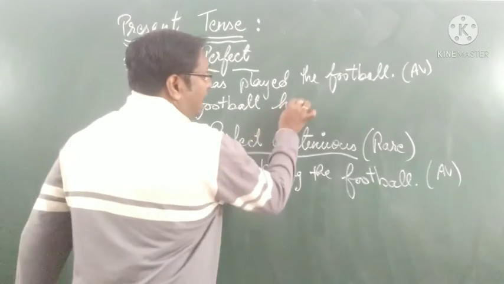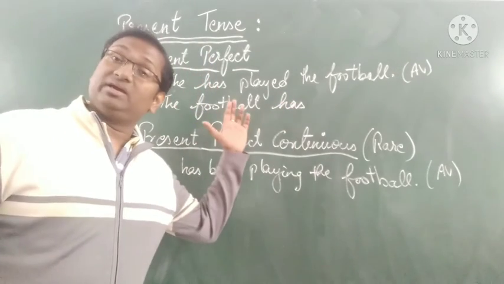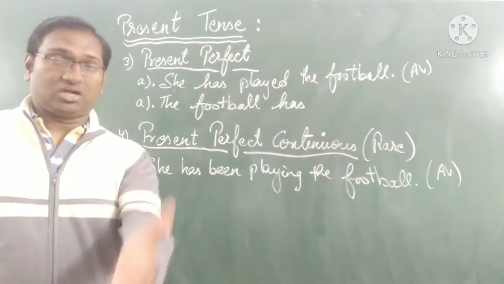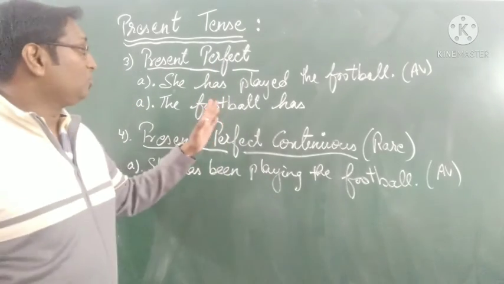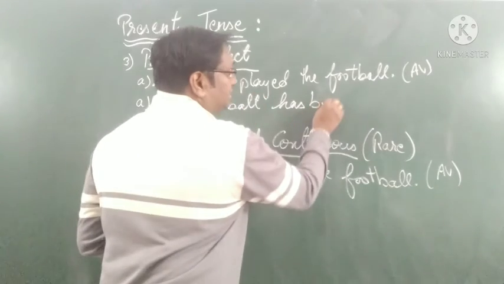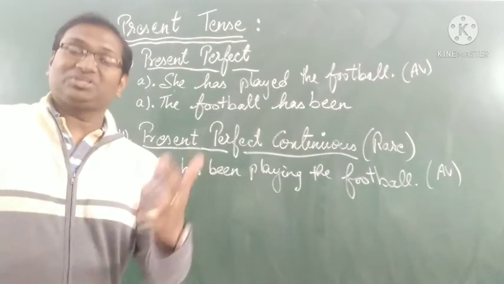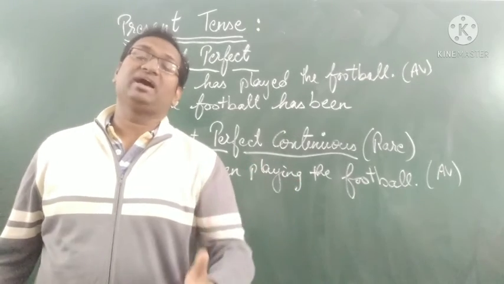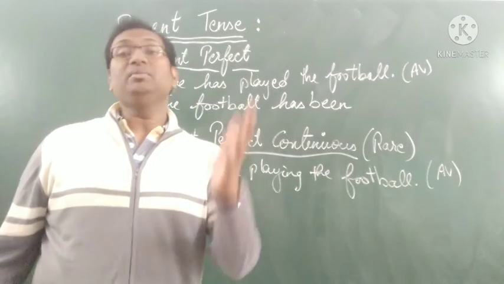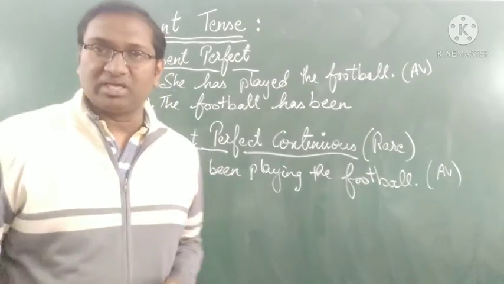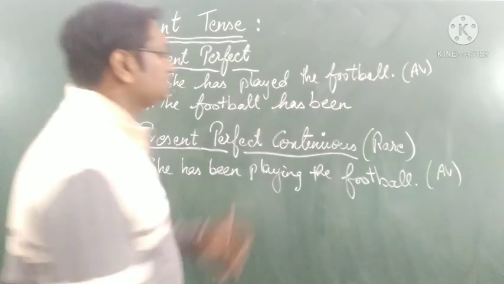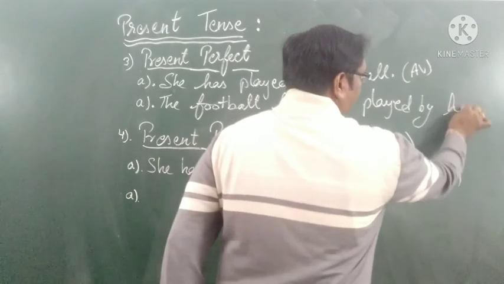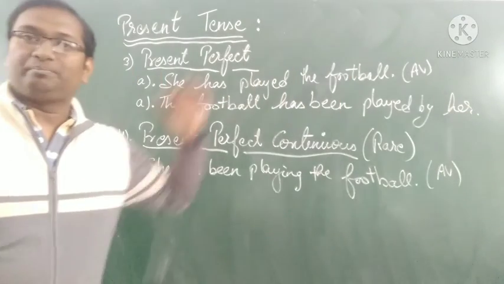So the football has. Now over here, while converting from active to passive in the present perfect, according to the chart, what are we going to use? We are going to use been. According to the chart, if in the active voice it is has or have, in the passive voice it will become has been or have been. So the football has been played by her. This is your passive voice.